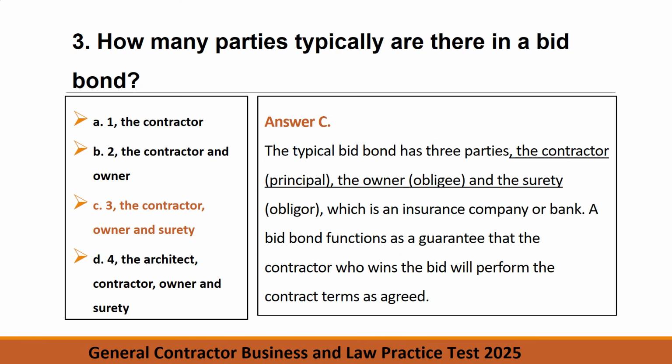Answer C. The typical bid bond has 3 parties: the contractor, principal, the owner, obligee, and the surety, obligor, which is an insurance company or bank. A bid bond functions as a guarantee that the contractor who wins the bid will perform the contract terms as agreed.